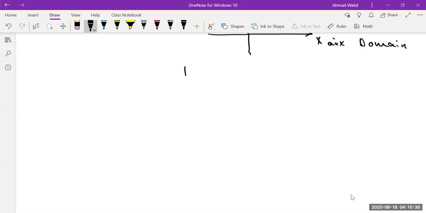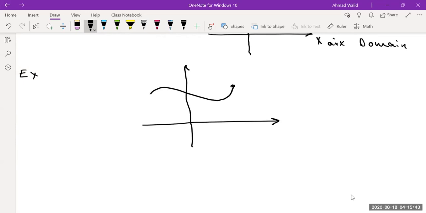Now, if I do an example here for you, just a graph, let's take an example, x, for example, I draw a function like this.